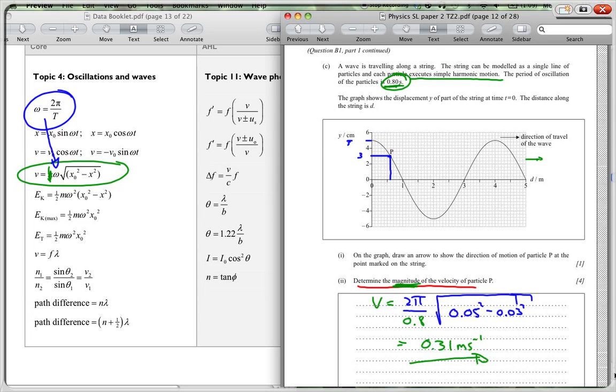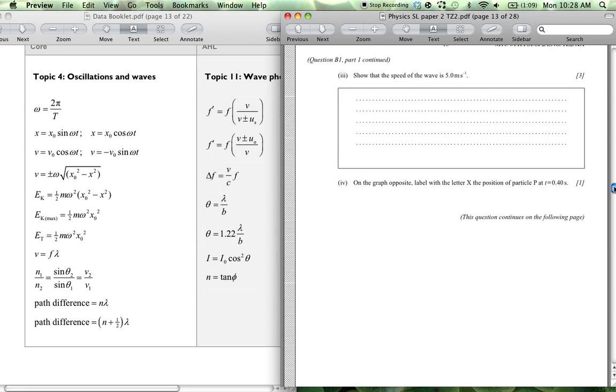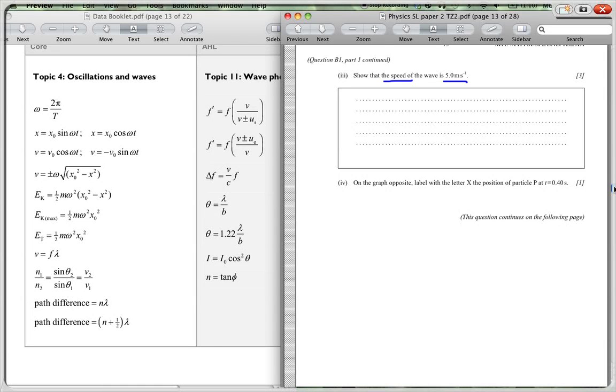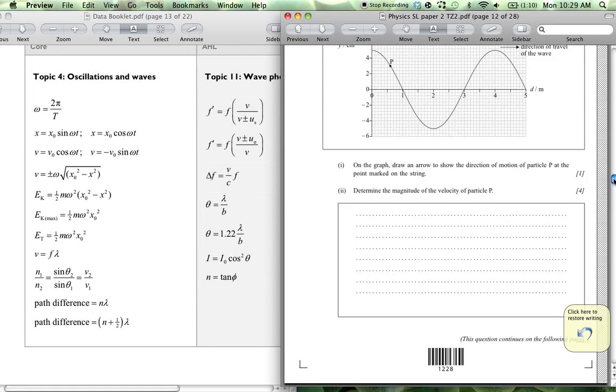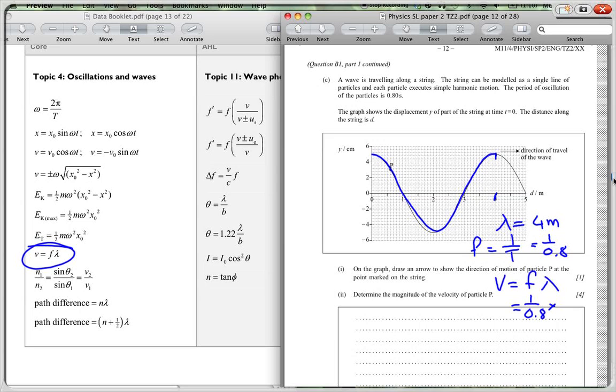So it's quite straightforward if we just use our formula and we understand what each term means. Now finally on here, show that the speed of the wave is 5 meters per second. Looking at this graph over here, you would see that one full wavelength is at 4. So our wavelength is equal to 4 meters. Our frequency, which is equal to 1 over T, is going to be 1 over 0.8. So the velocity of our wave, which is equal to frequency times wavelength, is equal to 1 over 0.8 times 4. And that gives 5 m s^-1.